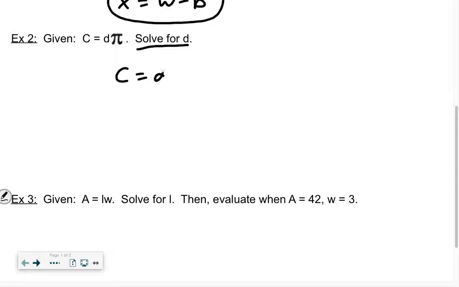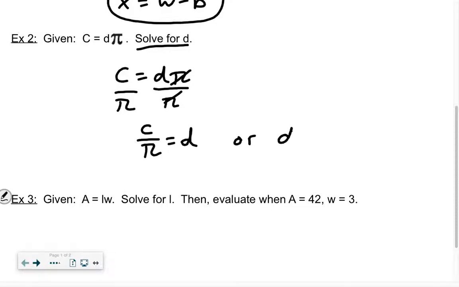So c is equal to d times pi. We need to get rid of the pi we're multiplying. The opposite of multiplication is division, so we'll go ahead and divide both sides by pi. And again, we don't know what c is, and that's okay. So c over pi is equal to that d value, or if you want to, d is equal to c over pi.